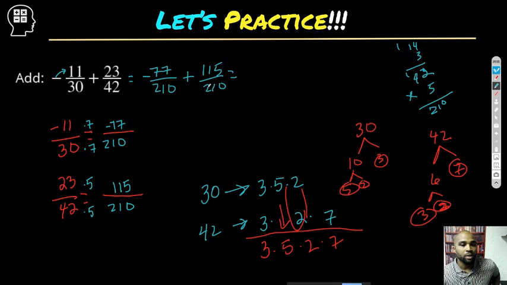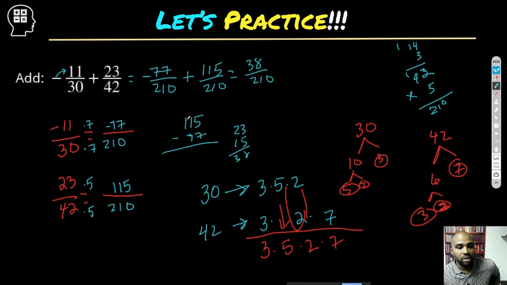Why? Because my denominators are the same. 115 minus 77 is what I'm working with now. Actually, I like to add. So what do I need to add to get to 100? So I need to add 23 to 77 to get to 100. So 23 plus 15 is what I'm looking at here. 23 plus 15 is 38. So this is going to be a 38 over 210.